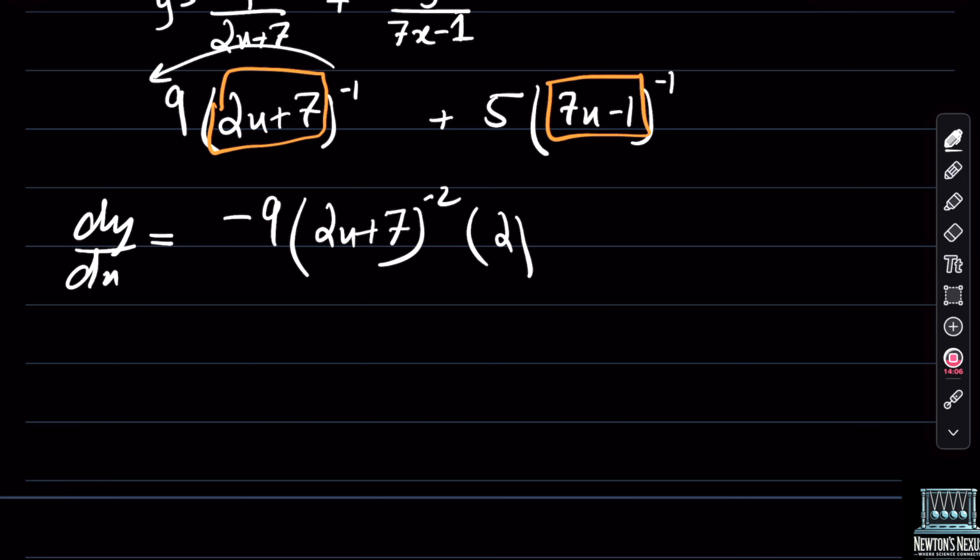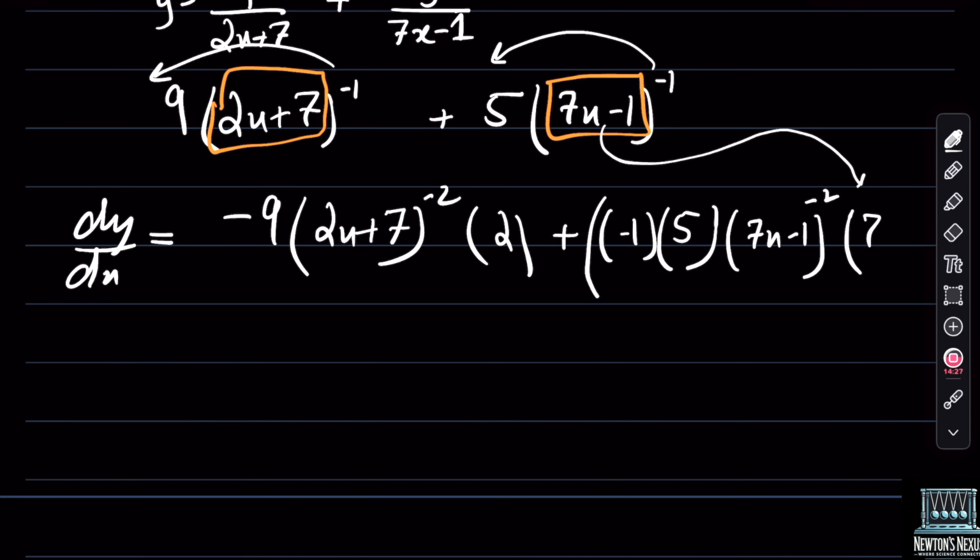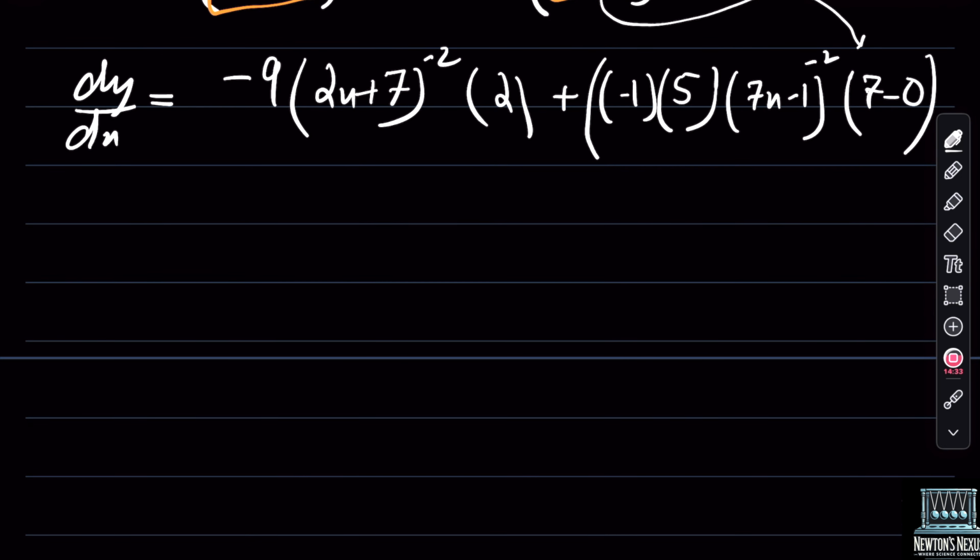Plus, again, negative 1 goes behind, it becomes negative 1 into 5. Let me just put a bigger bracket, and the bracket remains the same. The box remains the same, so 7x minus 1, and my power is subtracted from negative 1, it becomes negative 2, and now the derivative of the box, which is simply 7. Or let me just write 7 minus 0, because the derivative of a constant is 0, and so the derivative of negative 1 will be 0.